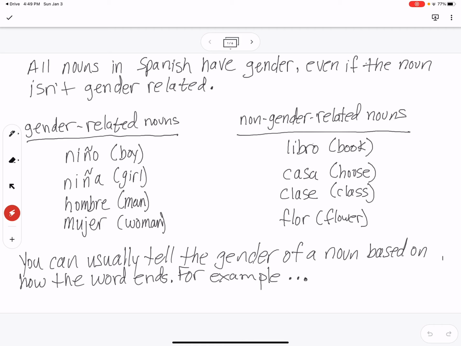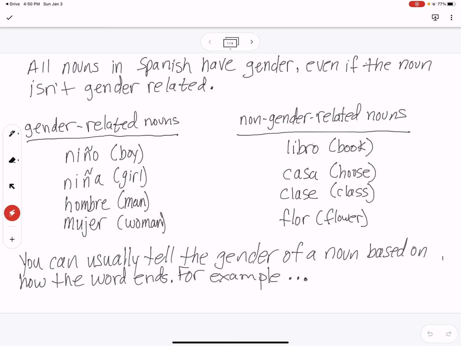So if you have gender related nouns like these, it's going to be easy to decide which article you want to use, because whenever you choose an article in Spanish, you're going to base it off of the gender of the noun and how many of the noun there are, which is also called number. So if you look at these and you know that niño means boy, you know that you're going to use a specific definite or indefinite article that matches something that's masculine. But over here with our non gender related nouns, the meanings don't really help us much because they're not related to a gender.